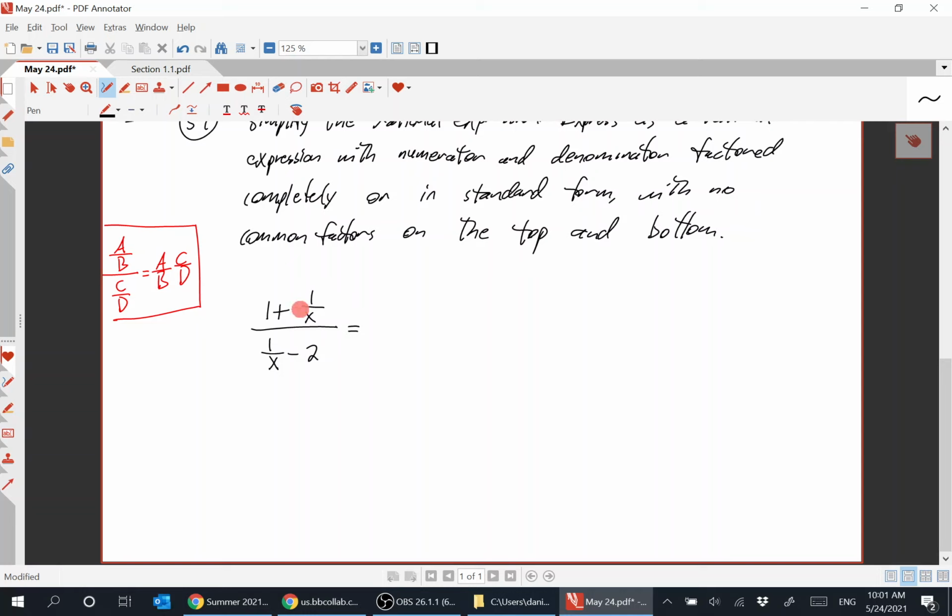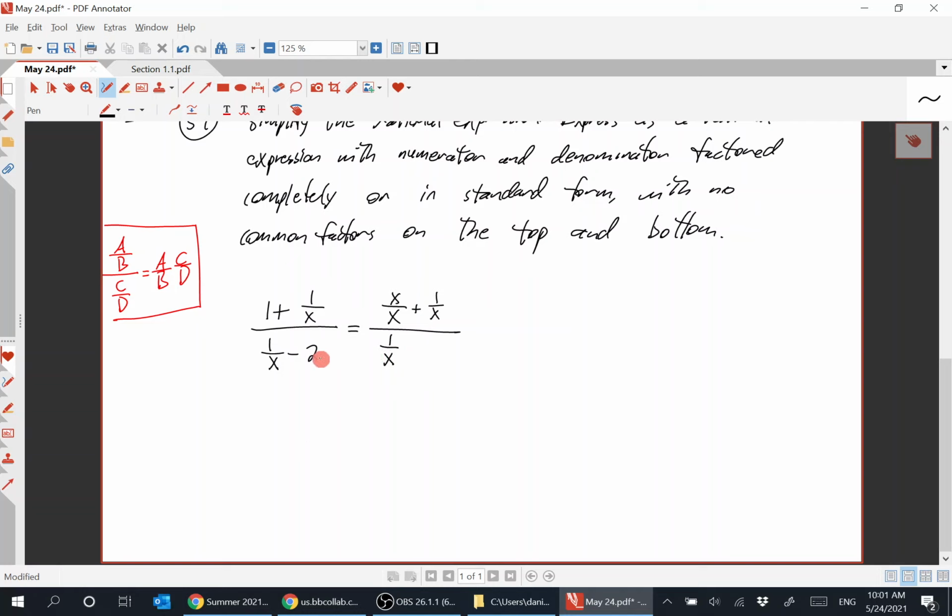Of course, for adding fractions you need a common denominator. So what would I change 1 into to give me a common denominator with the 1 over x? Well, 1 over x is not equal to 1, right? But what is equal to 1 with x on the bottom? X over x, exactly. Plus 1 over x. Here, 1 over x.